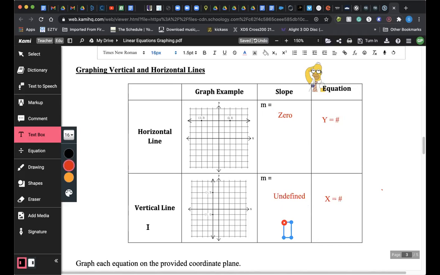All right, the way to remember that, I'm going to put it over here, again, is VUX and HOY. Horizontal, 0 slope, Y; vertical, undefined, X.